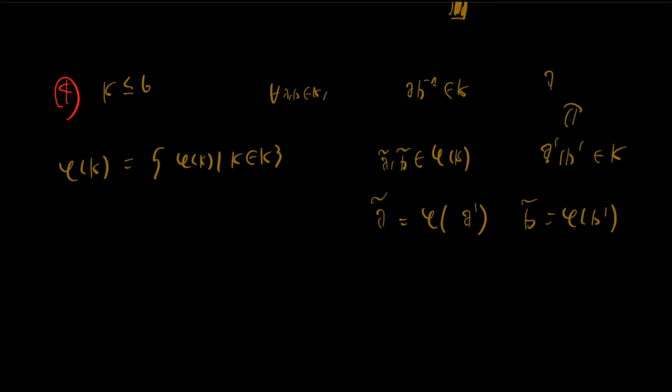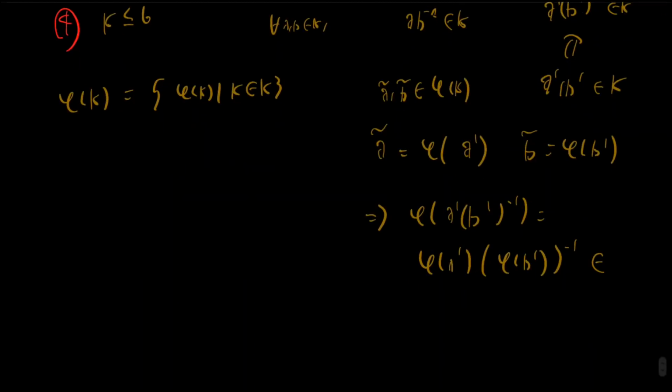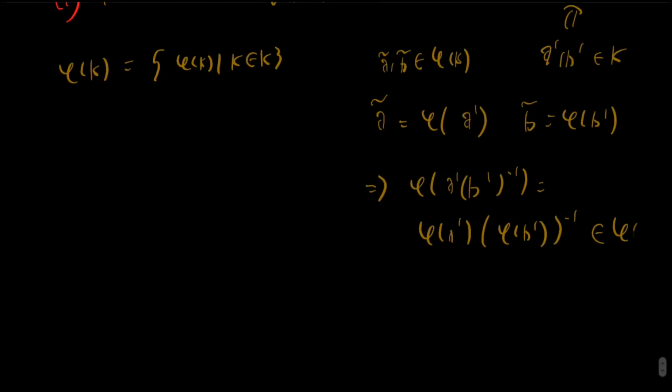And well, then we have that A prime times B prime to the minus 1 is going to be an element of K by the one-step subgroup test. And in the same way, phi of A prime times B prime to the minus 1, which is phi of A prime times phi of B prime all to the minus 1, is going to be an element of phi of K.